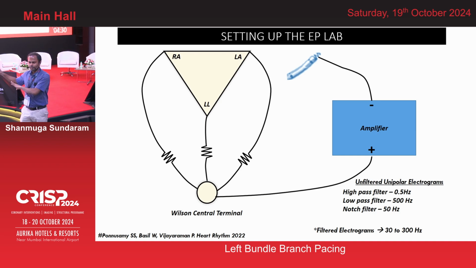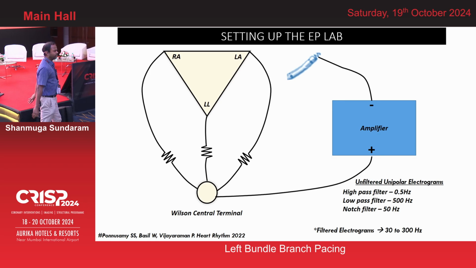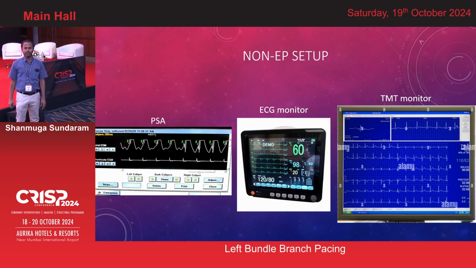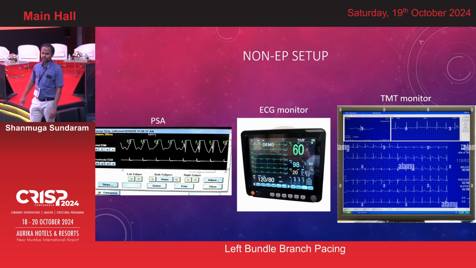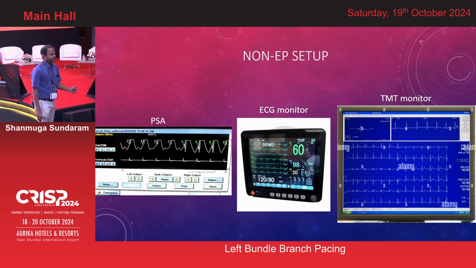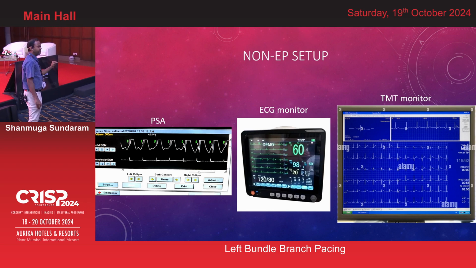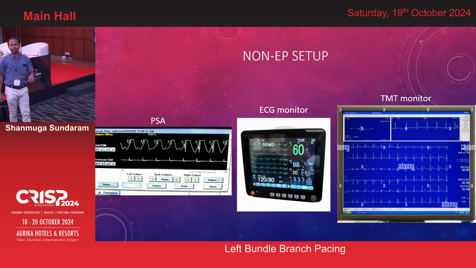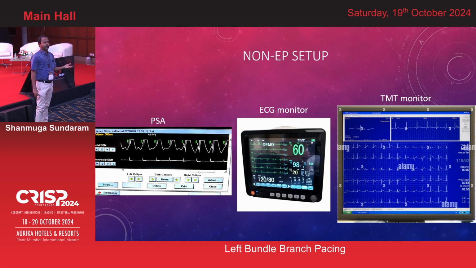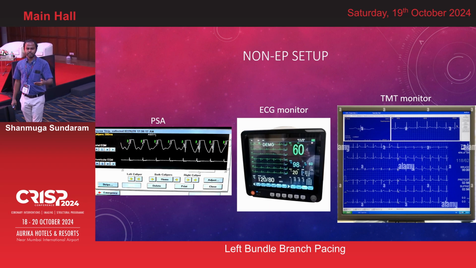If you have an EP lab, it's well and good. It's always better to do the procedure in the EP lab. But if you don't have an EP lab, you can always use other techniques. I've done left bundle pacing patients with the TMT monitor, which gives a good advantage of being able to stop it and increase the sweep speed, and it allows us to take some measurements as well. If you don't have an EP system, you can use the PSA, which gives you the limb lead ECGs, or you can just get your 12-lead ECG system connected.